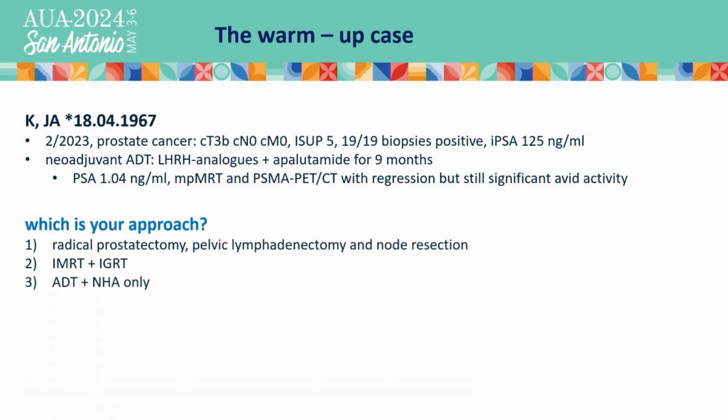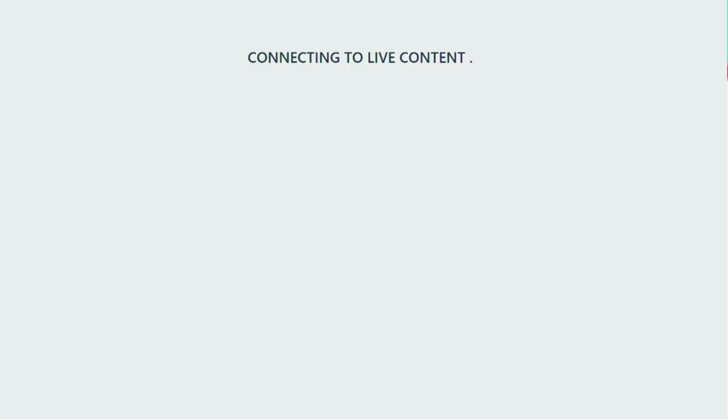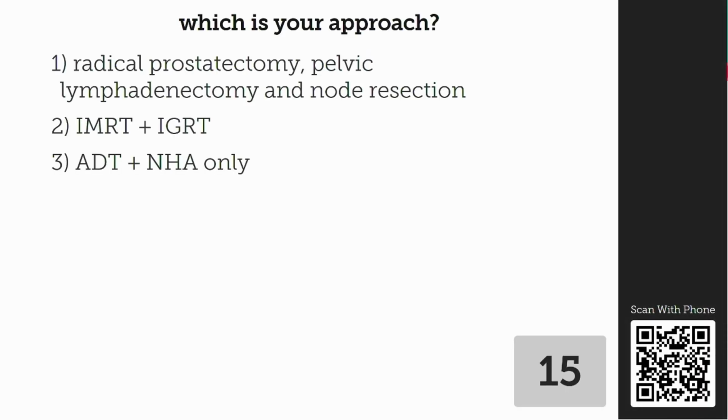Would you go for radical prostatectomy, pelvic lymphadenectomy, and resection of this atypically located node? Would you start on radiation therapy, so IMRT and IGRT, or would you just continue the hormonal therapy as the only treatment option? You have a couple of seconds if you want to answer the question, and then I can tell you what we did and how the PSMA PET CT scan fits in this situation.